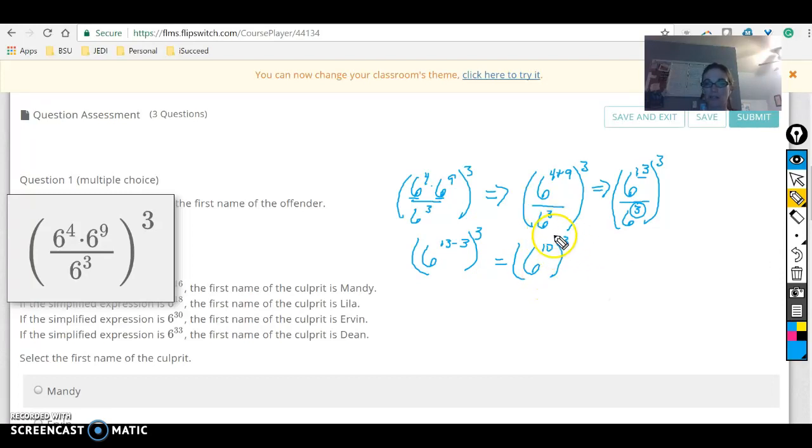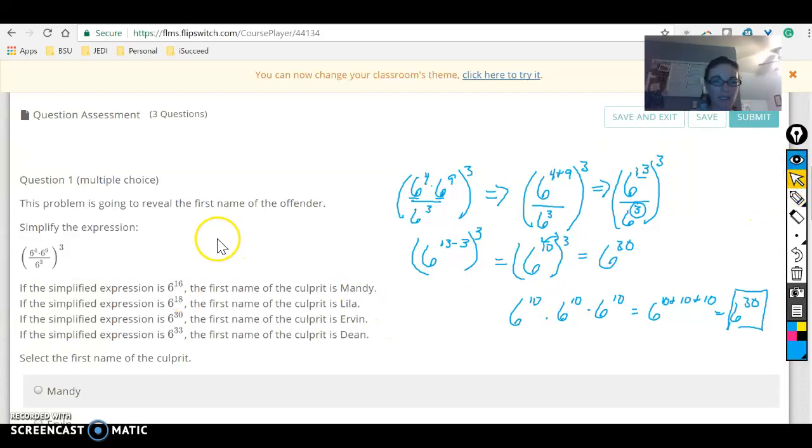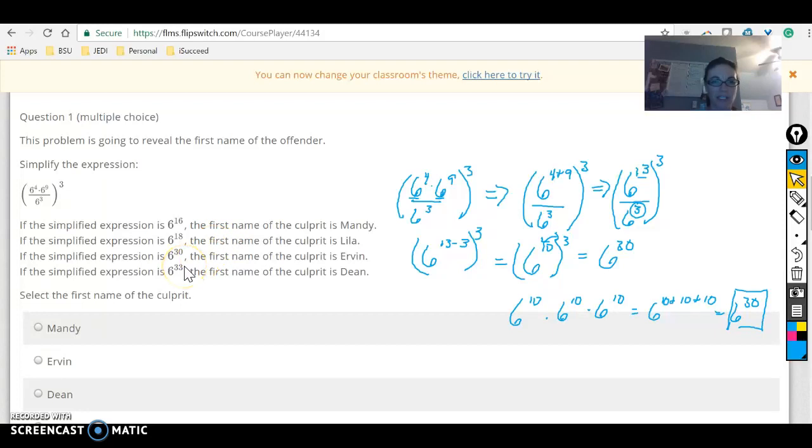So the trick here is that we can multiply these. I have a power to a power, and I know I can multiply them because if I were to write it out, I would get 6 to the 10th times 6 to the 10th times 6 to the 10th, which is 6 to the 10 plus 10 plus 10, which is 6 to the 30th power, and 10 times 3 is 30. So I know my answer here is 6 to the 30th power. So the first name of our culprit is going to be Irvin.